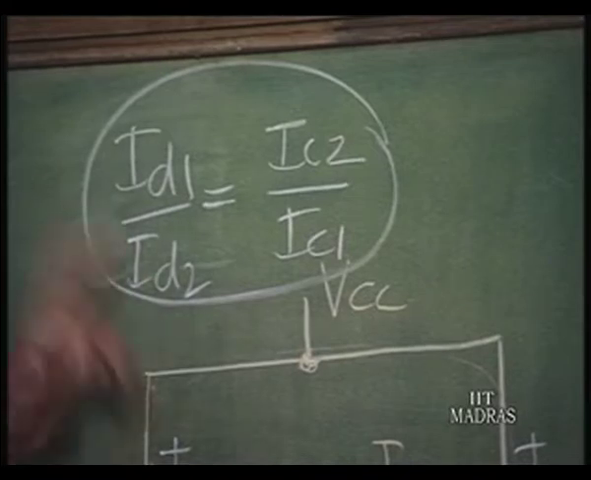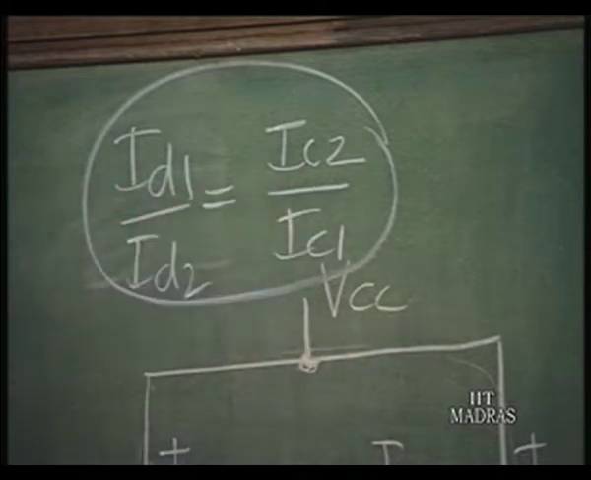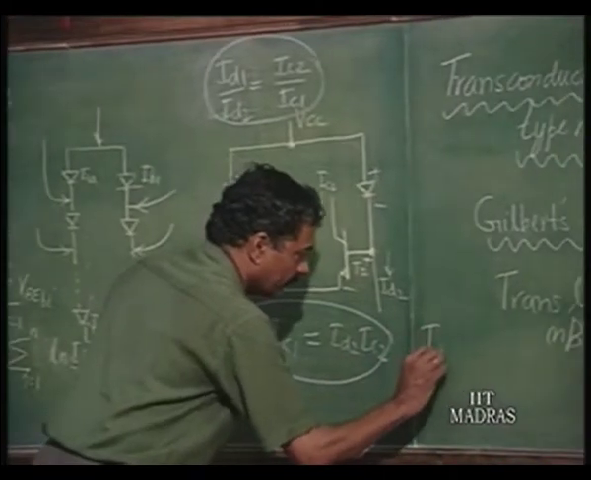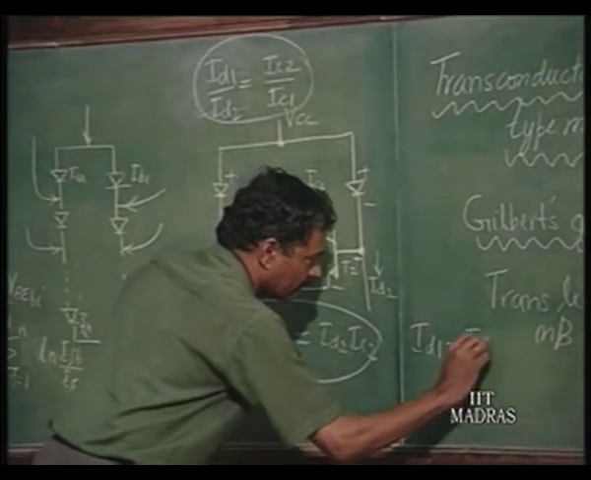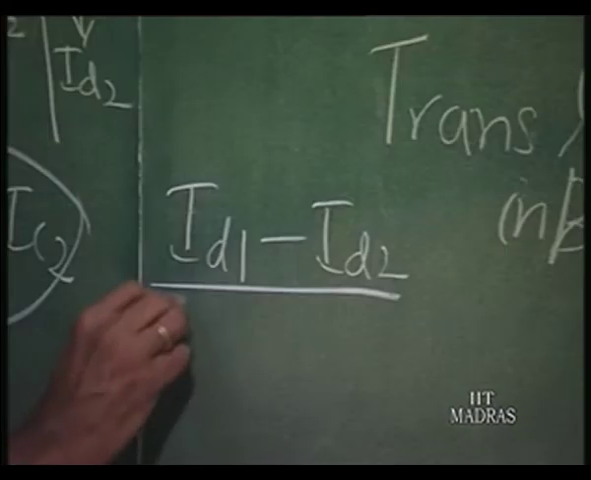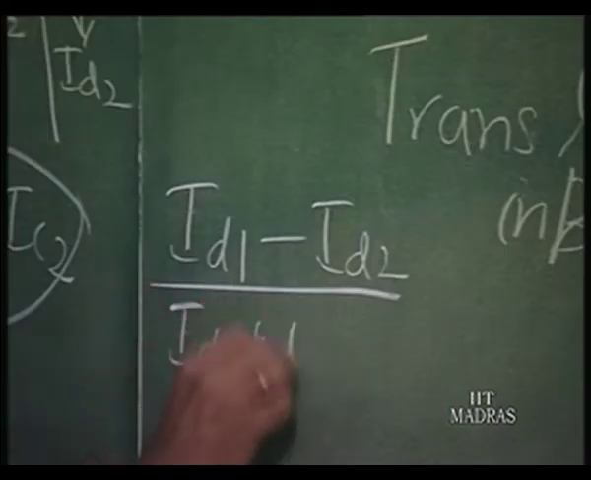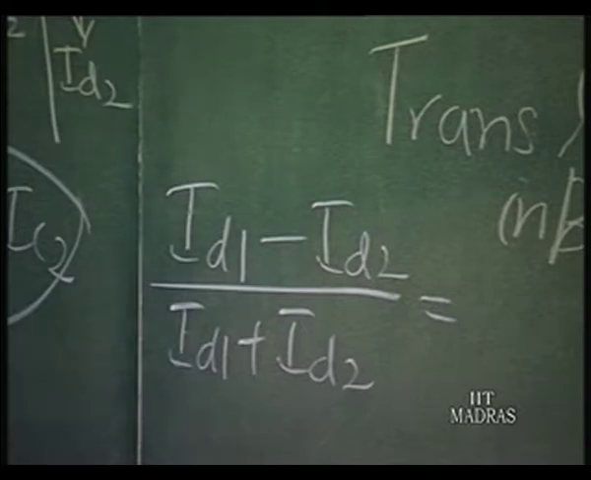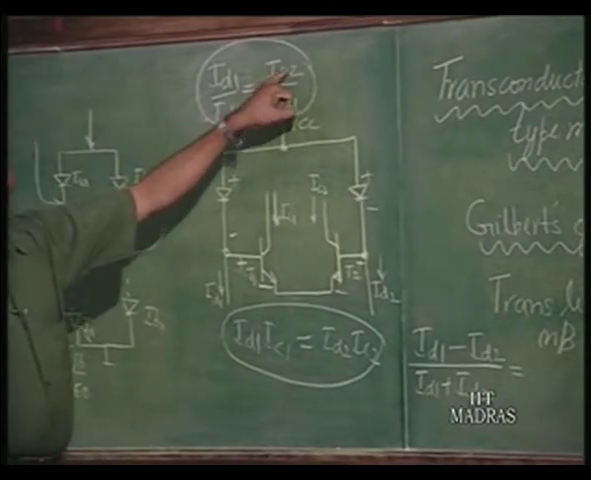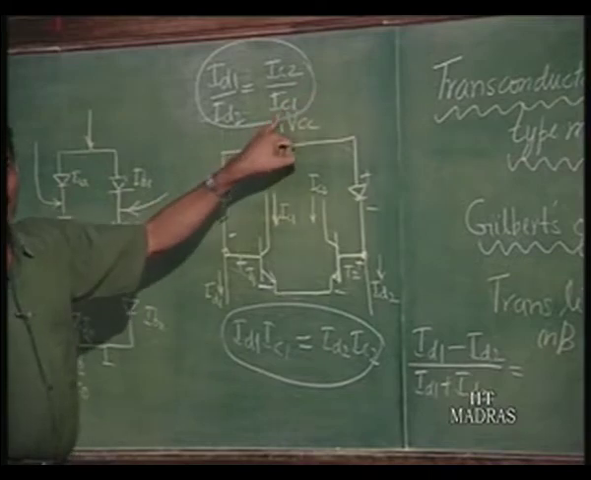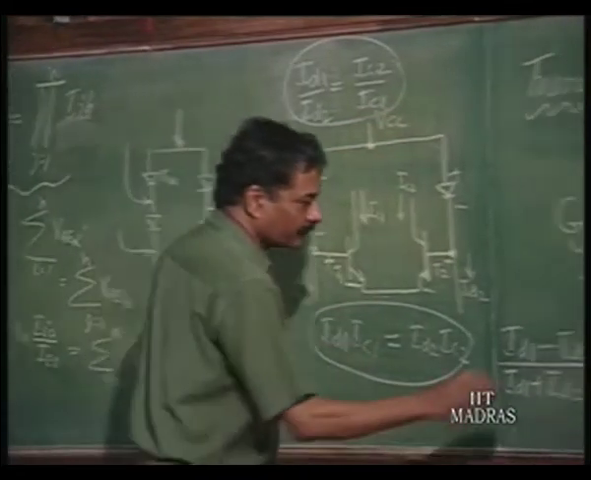You can see here already current multiplication is taking place. I D 1 by I D 2 into I C 1 is equal to I C 2, or we can see here that I D 1 minus I D 2 divided by I D 1 plus I D 2 equals I C 2 minus I C 1 by I C 2 plus I C 1.